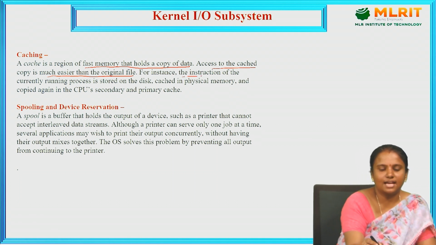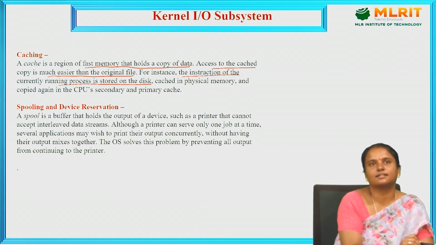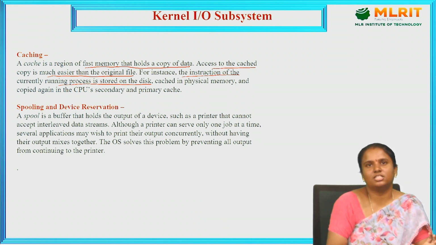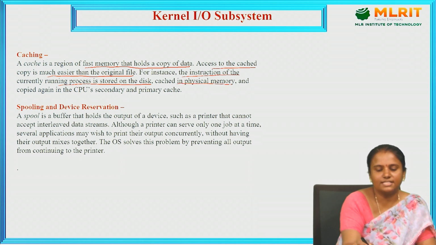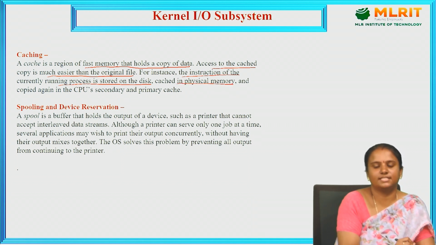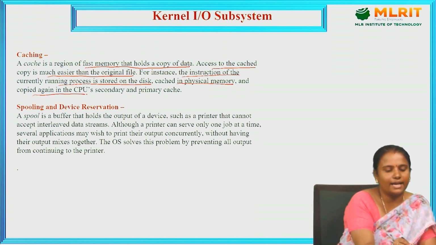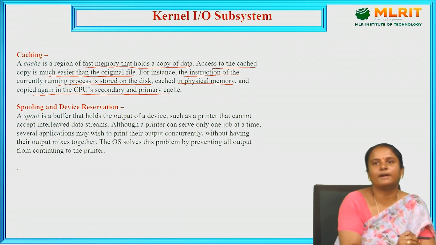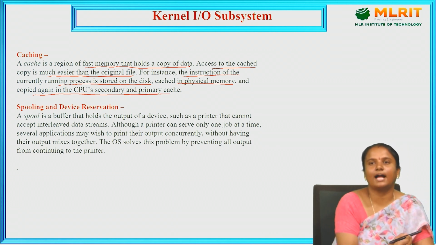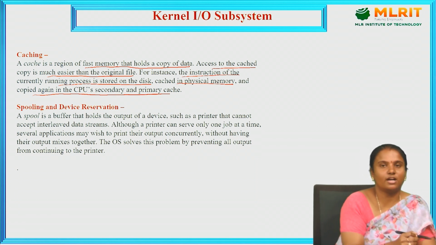For instance, the instructions of the currently running process are stored on the disk. Whatever instructions are provided by the system and currently run by each process are kept on disk, cached in physical memory. The cache is kept in physical memory and copied again to the CPU's secondary and primary caches. That is what caching is about.